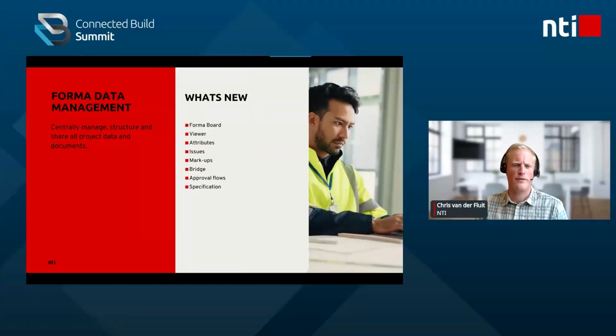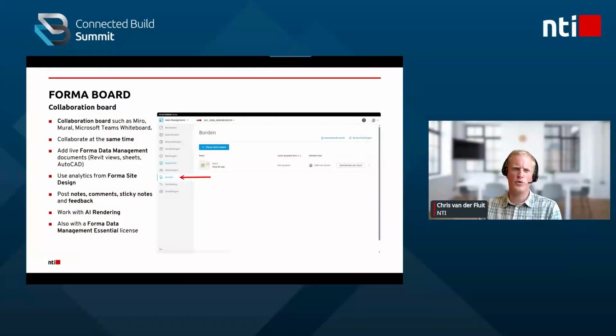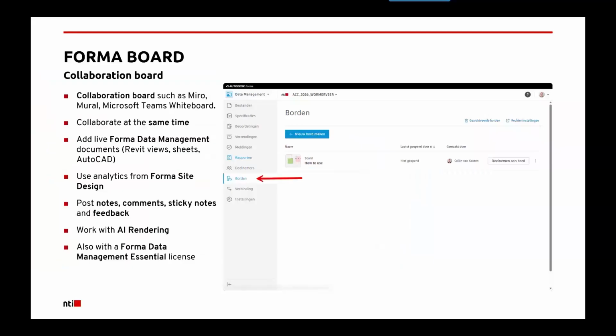Now we start with the most important model. I think that's Forma data management. It's the basis where you store all the documents. So what's new in there? I think the coolest feature I want to introduce is the Forma board. Forma board is a collaboration board, such as Miro or Mural or maybe Microsoft Teams whiteboard. Maybe you already work with it.